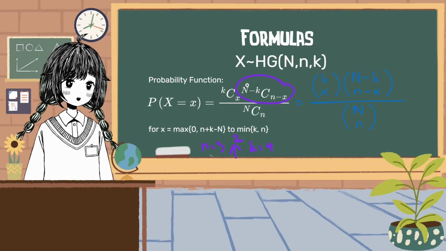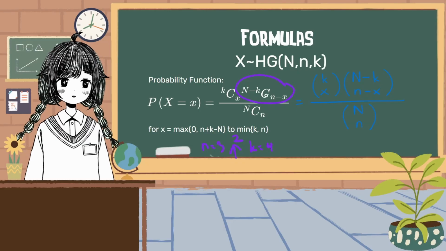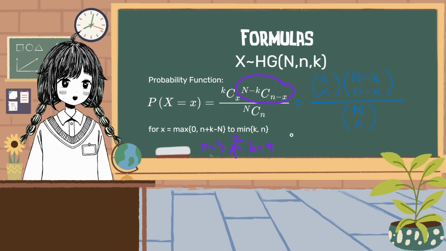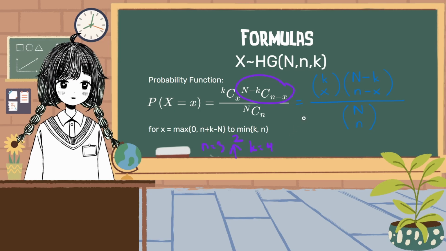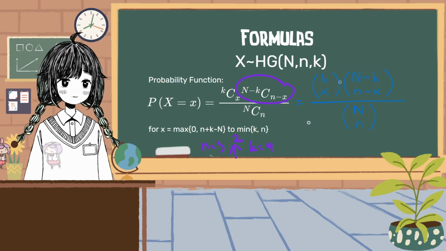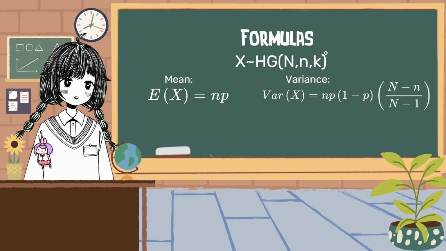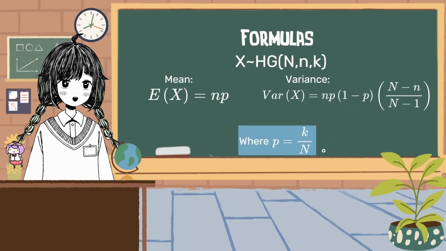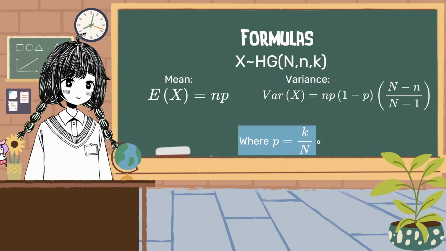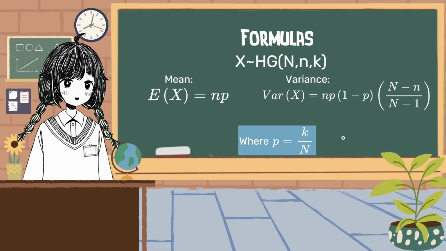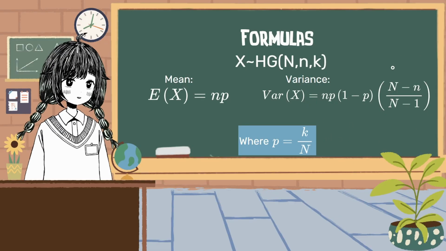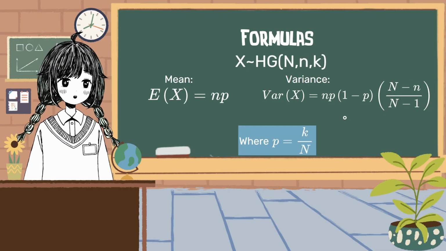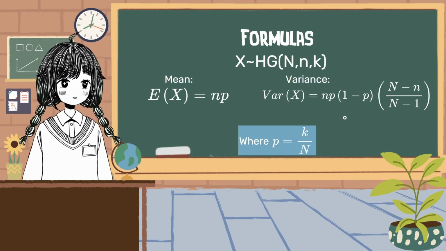I know all the explanation can be confusing, so we will proceed to apply it after looking through the mean and variance formula for the hypergeometric distribution. This is the mean and variance, where p is K over capital N, and this is the finite population correction factor, along with this. So okay, with that out of the way, let's look at the exercise.